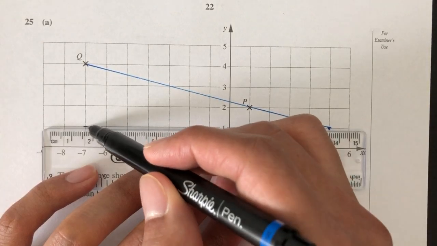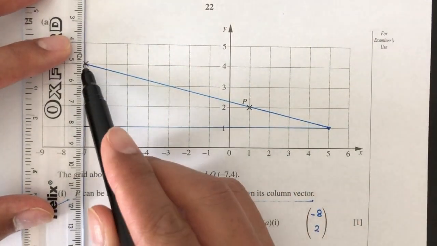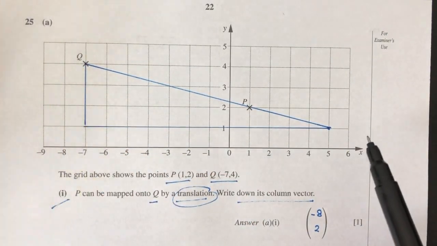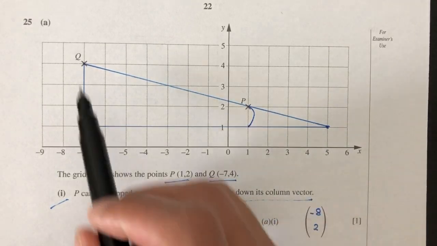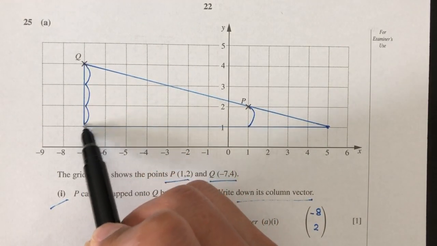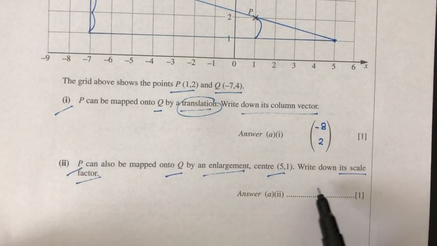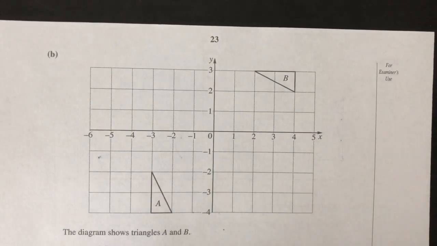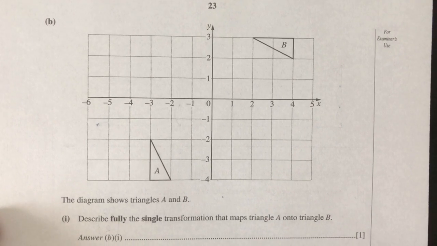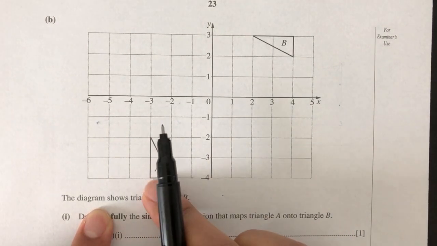You can draw a straight line if you want to, and then connect this one. You would see that the distance from the straight line here is 1, and the distance here will be 1, 2, and 3. So the scale factor, from 1 to 3, will need to be 3. That will be part 2. So part B will be the last question of this paper. The diagram shows triangle A and triangle B.